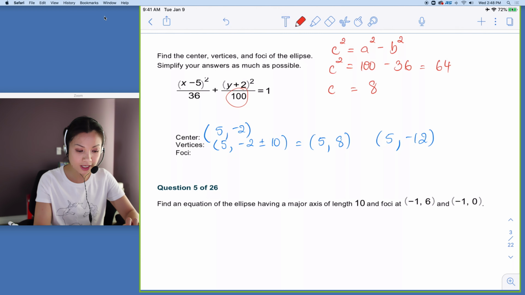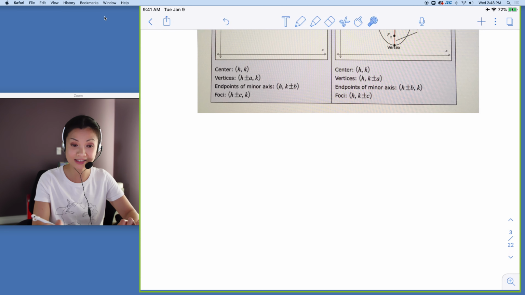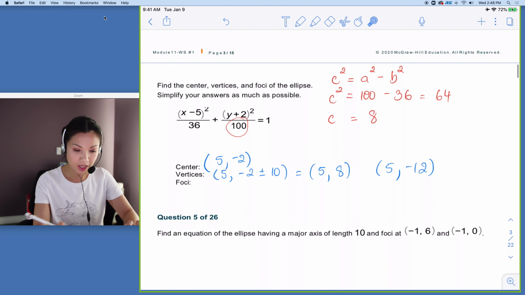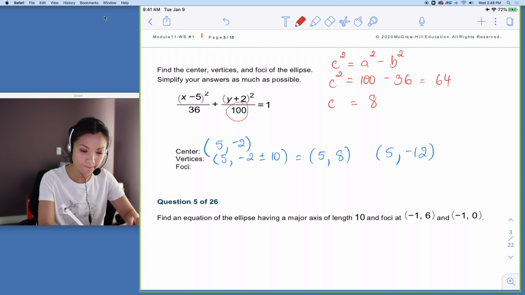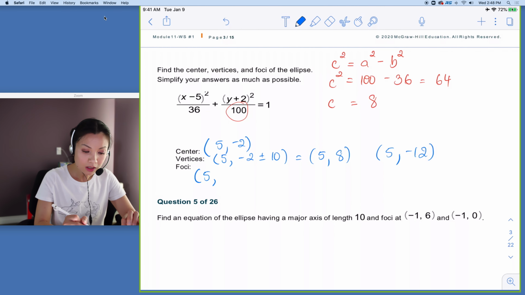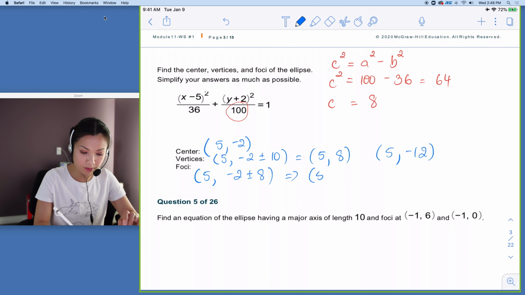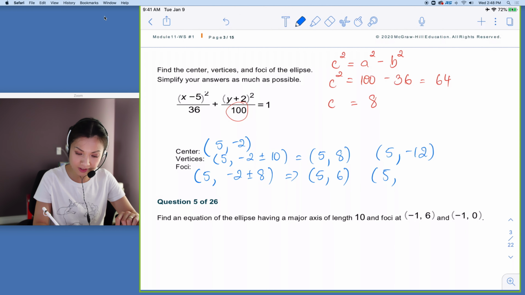And then for the foci, you see right here, we have k plus and minus c. So I keep h, which is 5. And then we have k is negative 2 plus and minus 8. So what I have for the foci is going to be 5, negative 2 plus 8 is 6, and 5, negative 2 minus 8 is negative 10.